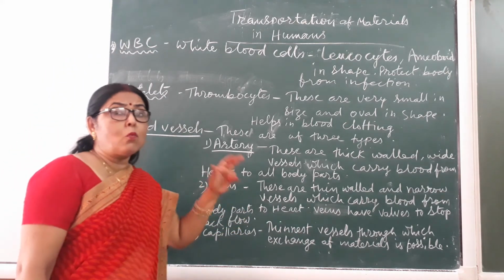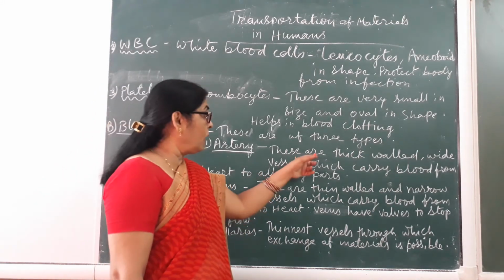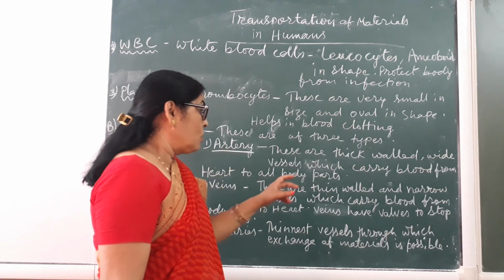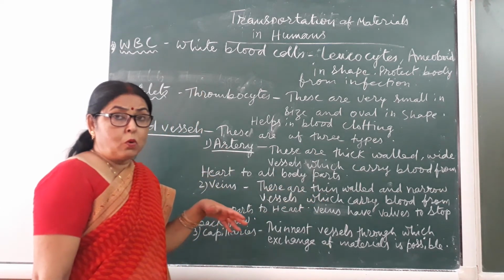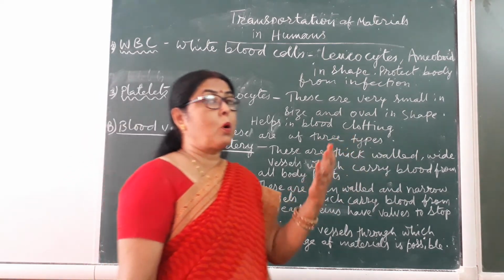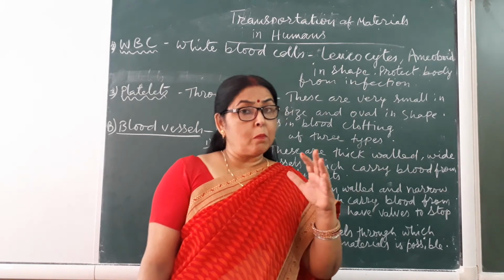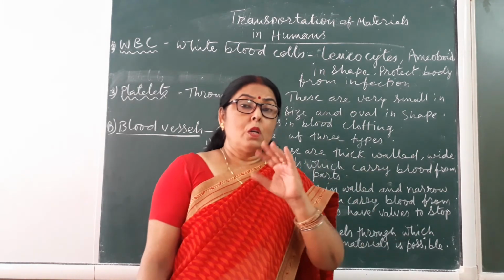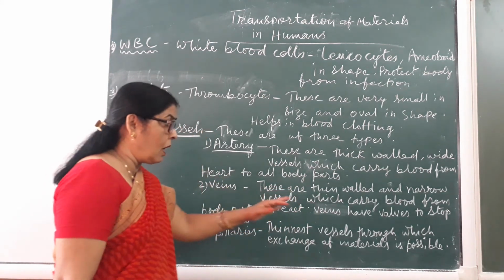Veins are thin walled and narrower than arteries. Through these the blood which flows comes from the body to the heart. So the speed is slow and there is a big chance of backflow. To stop the backflow, they have valves.